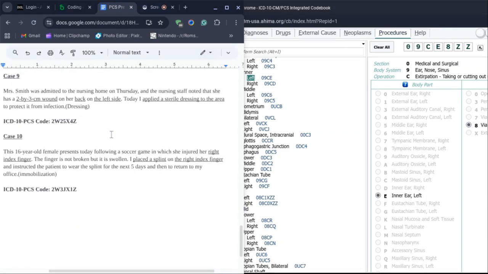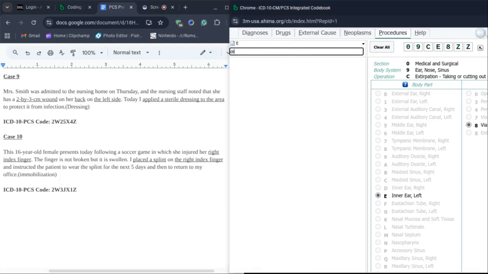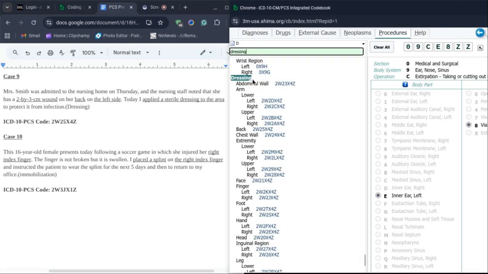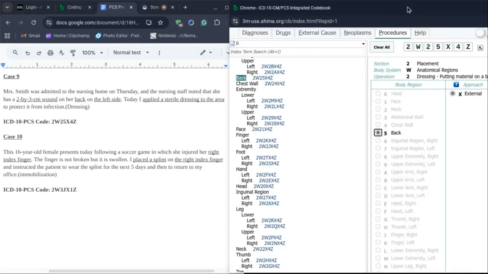So let's go. Mrs. Smith was admitted to the nursing home on Thursday, and the nursing staff noted that she has a 2 by 3 centimeter wound on her back and left side. Today, I applied a sterile dressing to the area to protect it from infection. The main term here is the dressing of the wound. So if we go to our index here, we can type in dressing, and we can put in back after that. That gives us the big long code.